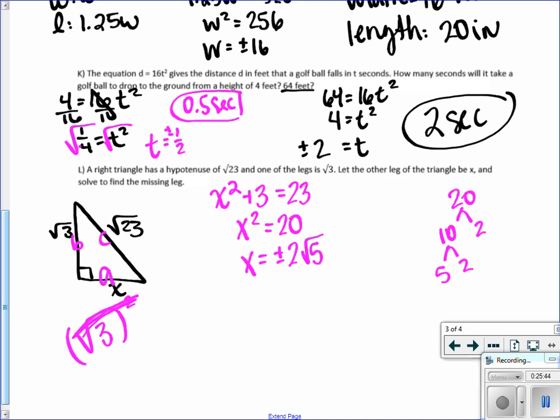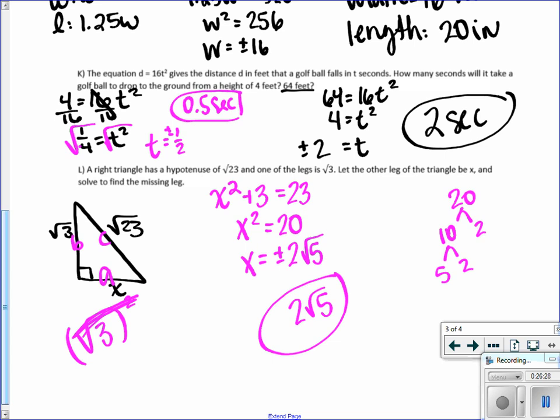Would both positive and negative values work? What is x? The side of a triangle. Would both measurements make sense for the side of a triangle? No. So it's just the positive. Now, be careful: don't automatically always cancel out the negative. Check to see what x was actually representing, because sometimes x is part of an expression. If it was part of an expression like x plus 12, well, 12 plus a negative 2 root 5 would still be a positive answer.